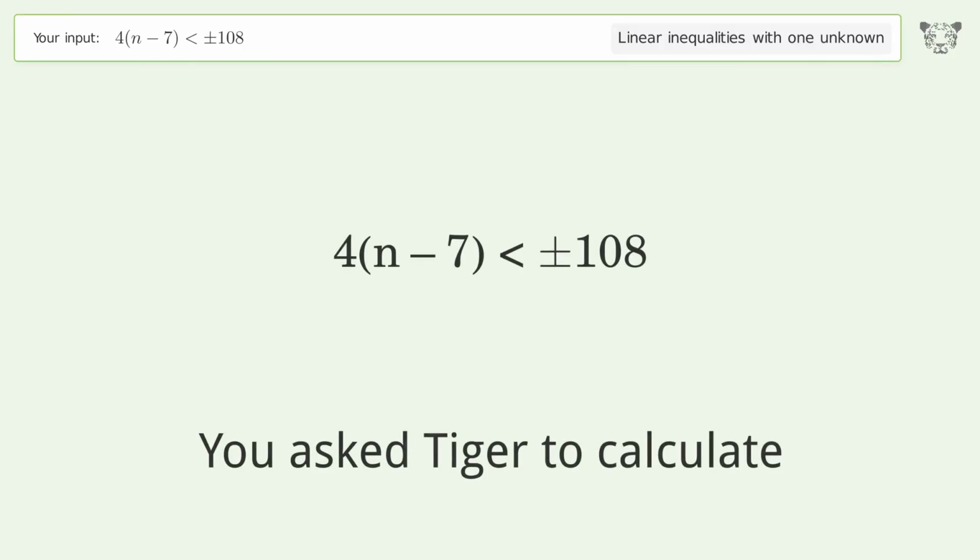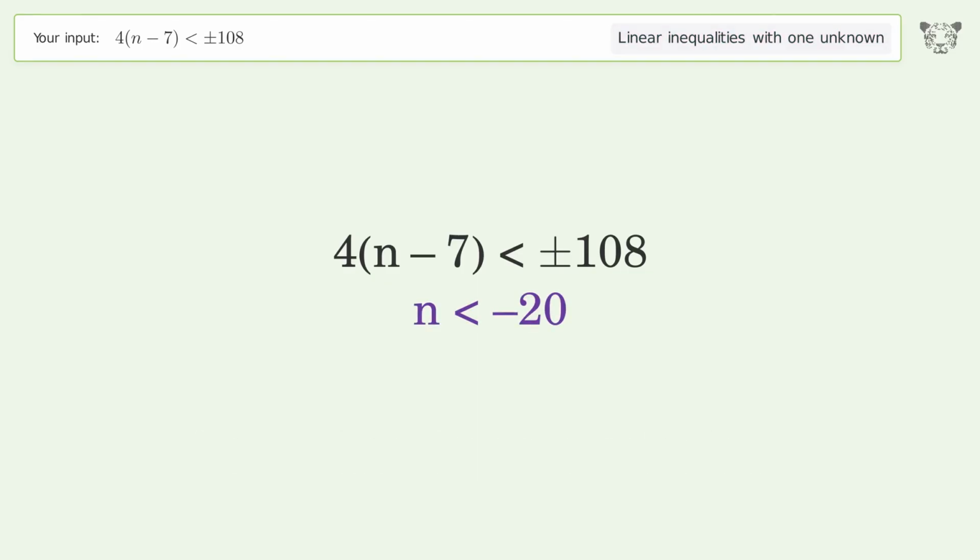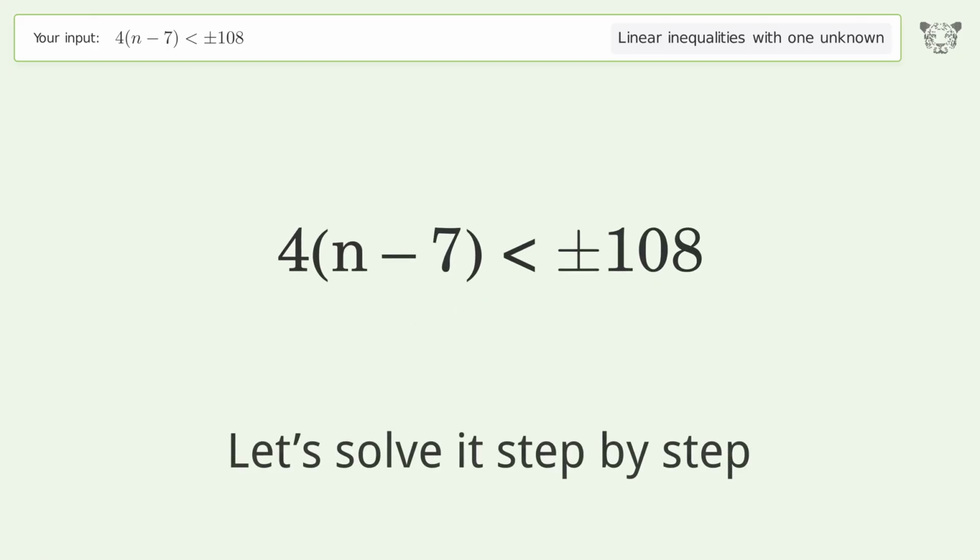You ask Tiger to calculate. This deals with linear inequalities with one unknown. The final result is n smaller than -20. Let's solve it step by step.